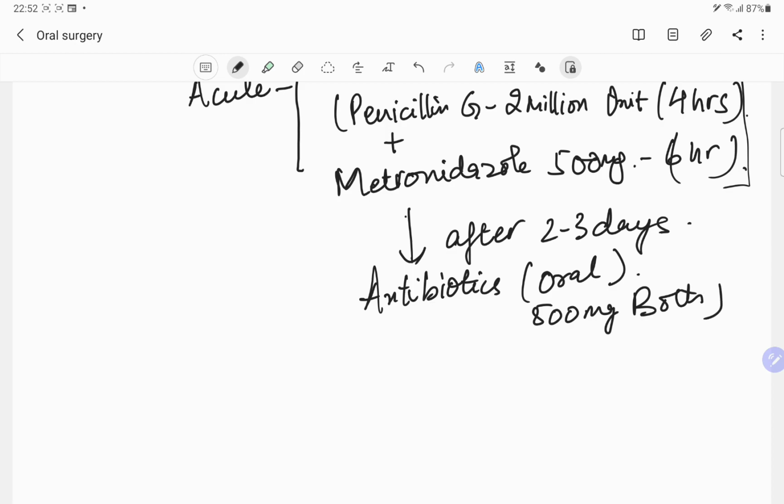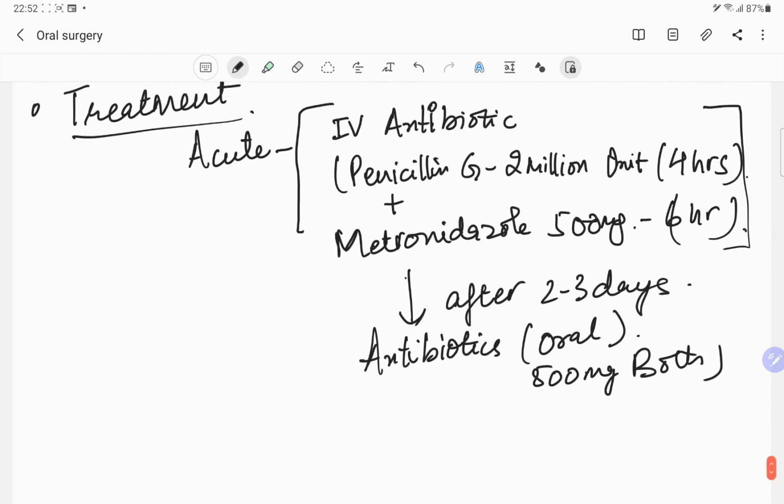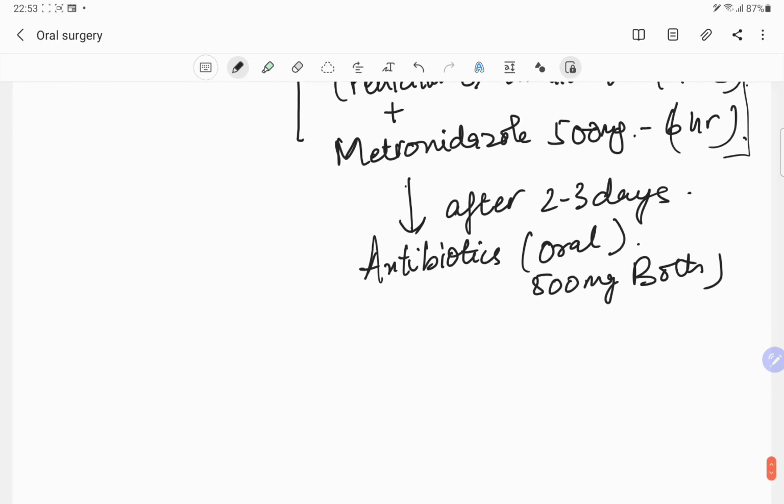Right. In case a person is allergic to penicillin, we can give clindamycin or cephalexin. Now, this is for when the person is coming for the first time with osteomyelitis. So after 2 to 3 days, first of all, we give the antibiotic orally. Then the next step is we start treating the cause.